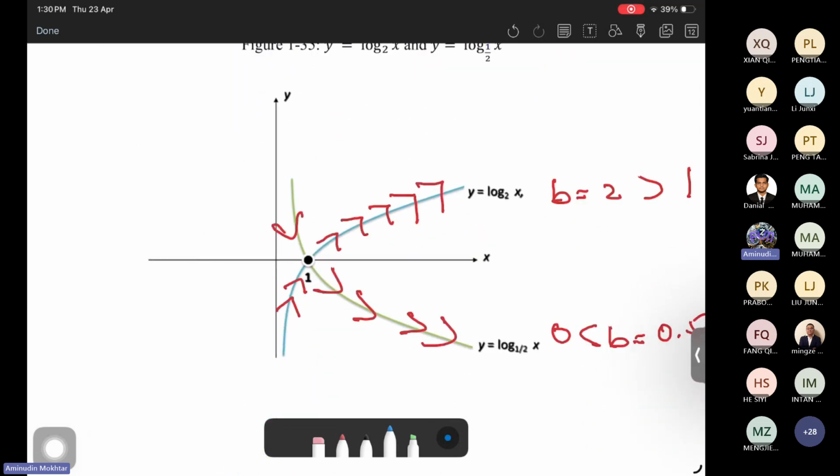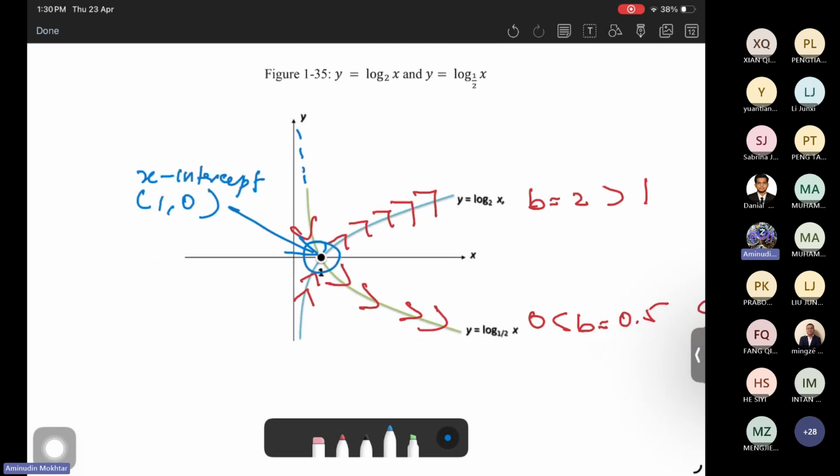Okay, this is the intersection point. The log has an x-intercept. The x-intercept occurs at the point x equals 1, y equals 0. In other words, there is no y-intercept. There is no intersection at the y-axis. When you draw the graph, make sure there is no intersection. The graph gets close to the y-axis, but does not cross it. Tidak memintas paksi y. That's the characteristic of log.